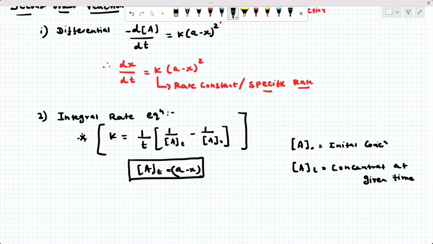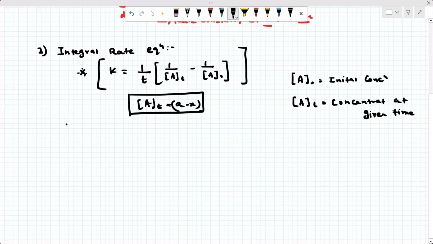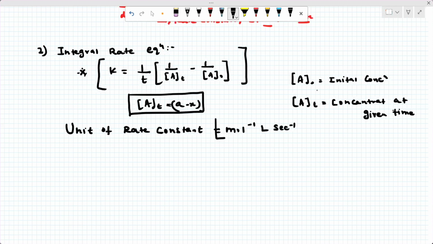Next important: what is the unit of second order reaction? Anyone tell me? The unit of rate constant. Please note, that is mole inverse liter second inverse. What is the unit of rate constant for second order reaction? Mole inverse liter and second inverse.